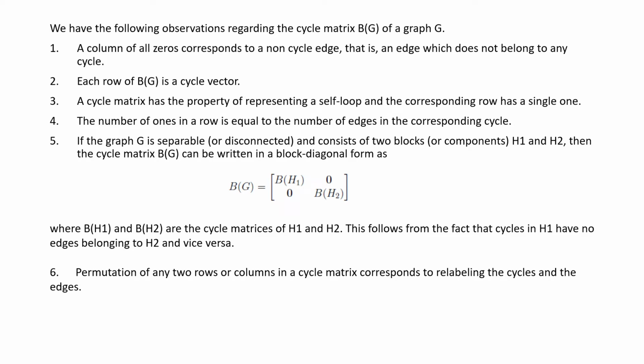The fifth property is that if the graph G is separable or disconnected and consists of two blocks, that is H1 and H2, then the cycle matrix B of G can be written in block diagonal form as B of G equals B of H1, 0, 0, B of H2, where B of H1 and B of H2 are the cycle matrices of H1 and H2. This follows from the fact that cycles in H1 have no edges belonging to H2 and vice versa. They will be completely disjoint. The sixth property is that permutation of any two rows or columns in a cycle matrix corresponds to relabeling the cycles and the edges.